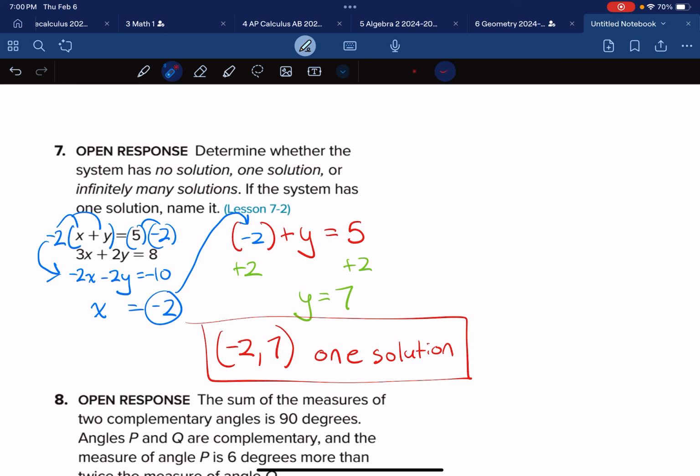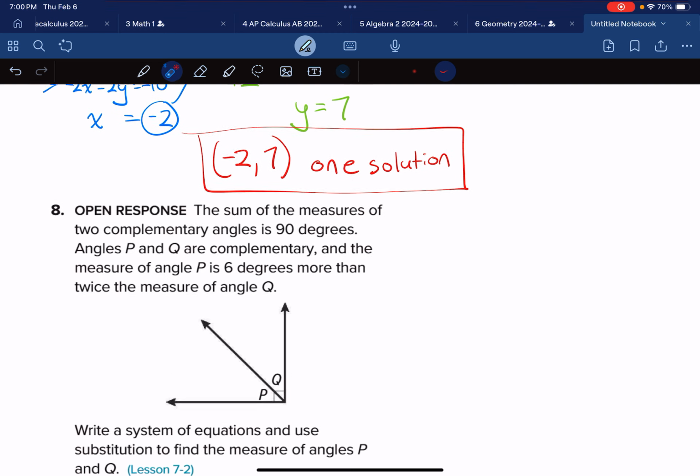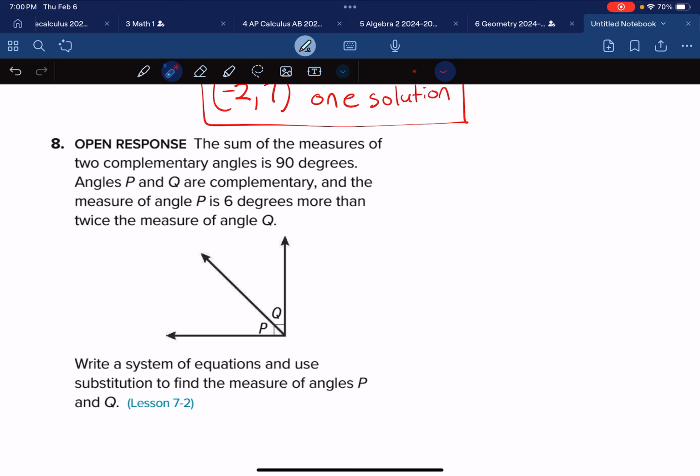Notice the question originally asked, what type? Is it no solution? No, it's one. It's one solution, and it says if the system has one solution, which it does, name it. It's named -2, 7. I just like going back and re-asking the question to make sure I've answered the question correctly.